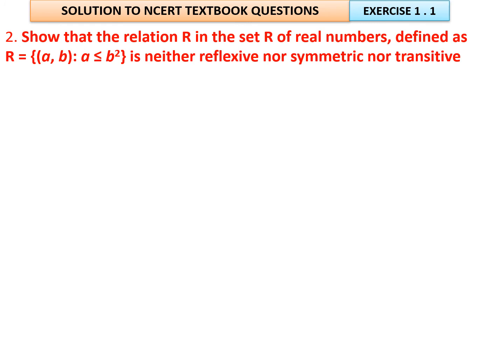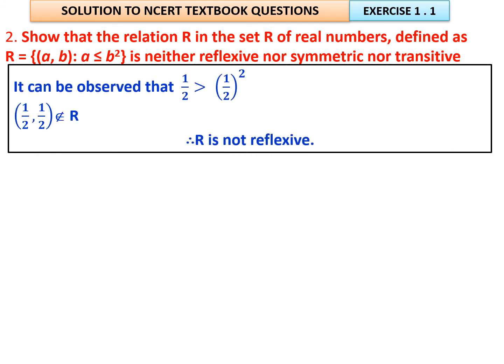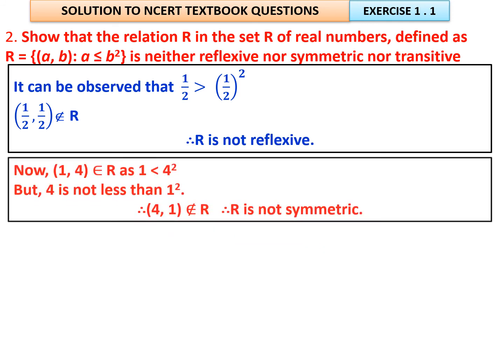Okay, now another question, number 2. You have to check whether the relation is neither reflexive, nor symmetric, nor transitive. Be careful with this type of question. Already they have asked you to prove it, and you can prove it either by taking certain counter examples or by trying to prove it directly. I have taken a counter example here, 1 by 2, because it is a set of real numbers. 1 by 2 is greater than 1 by 2 the whole square, because you will get 1 by 4. Therefore a number is not less than or equal to its square, so it is not reflexive.